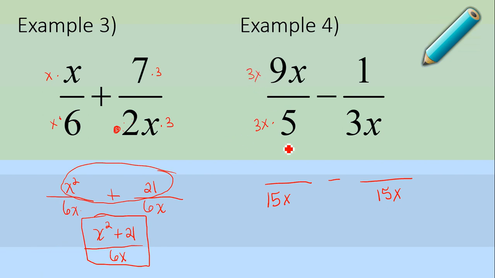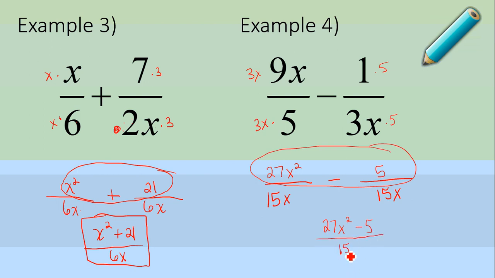3 and an x right here, making this 27x squared. Now, second fraction, it was a 3x, but now I turned it into a 15x, so that means I must have multiplied by 5. So I must do that to the top. 1 times 5 is just 5. So now across my numerators here, I can subtract 27x squared minus a regular number, 5, a constant. We cannot subtract those. Those are not like terms, so we're just going to leave them written like that, all over 15x. Okay, beautiful. There's my single fraction answer.